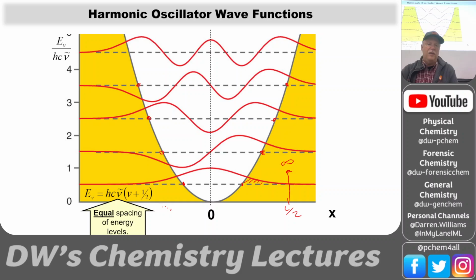Now, because of our typesetting and so on, the V and the nu look very similar to each other. This is the vibrational frequency, the Greek character nu. And that's the vibrational frequency, okay? This is the English letter V. And that V is the quantum number.